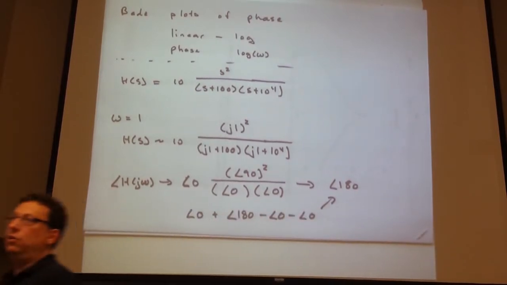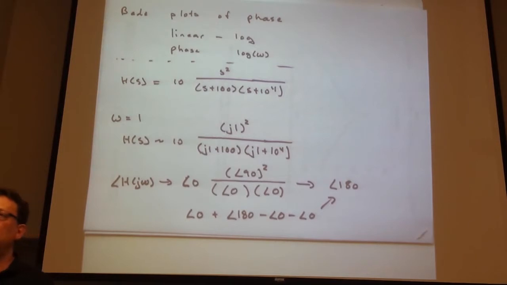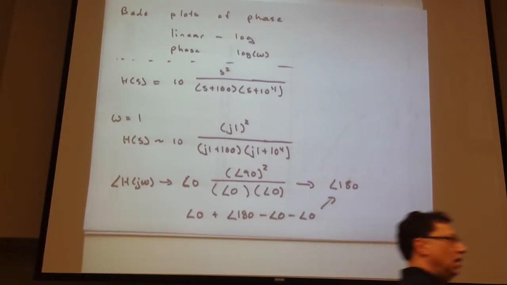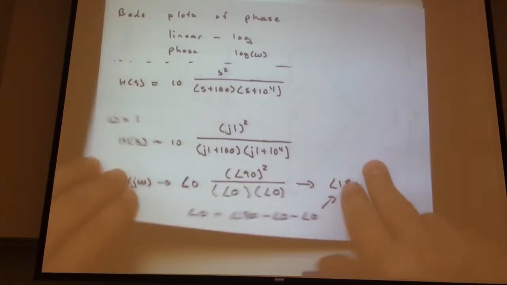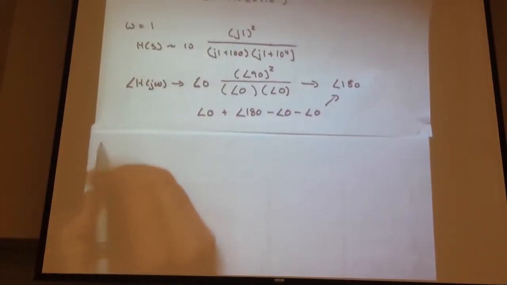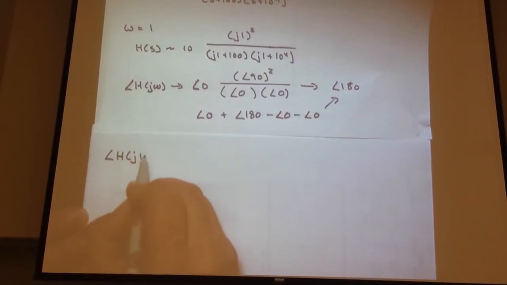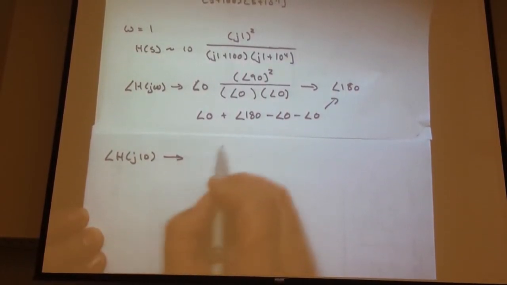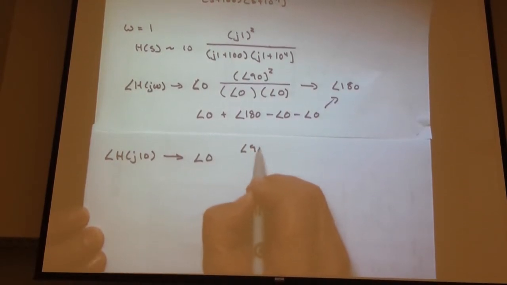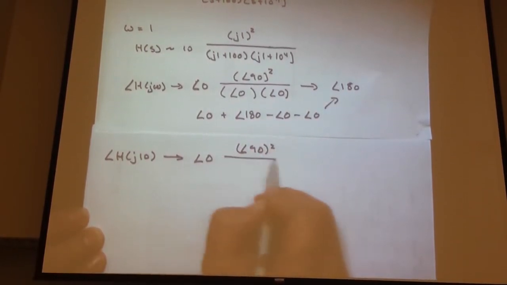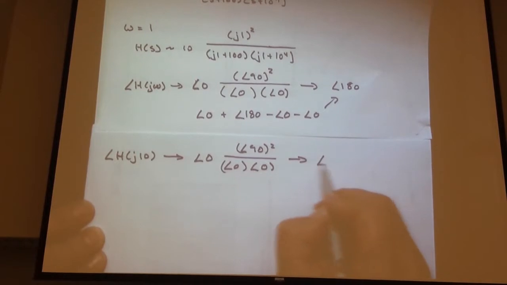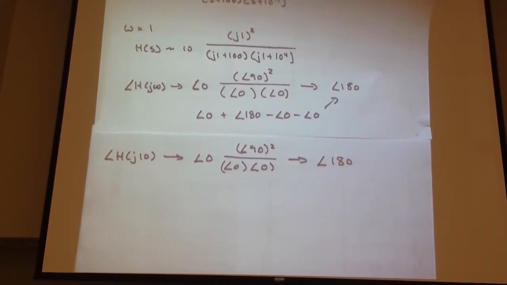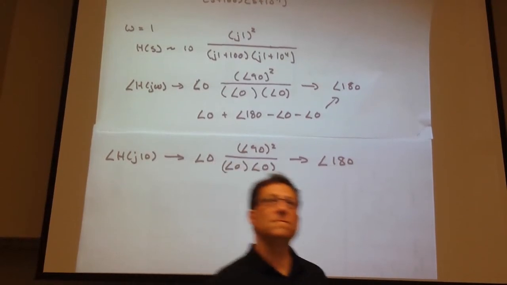Here we're just looking at the angles. We threw the magnitudes away because we've already done the magnitude plot. So we're just taking out the angles and doing the phasor math that we know. Are we in agreement? And by the same reasoning, we could look at the angle of H of j10. And I'm going to argue that it's about the same. Angle 0, angle 90 squared, angle 0 goes to angle 180. Anybody in disagreement? So we're good?